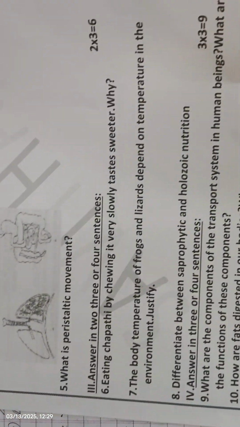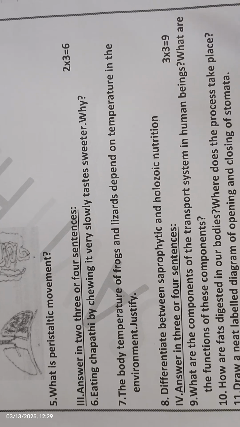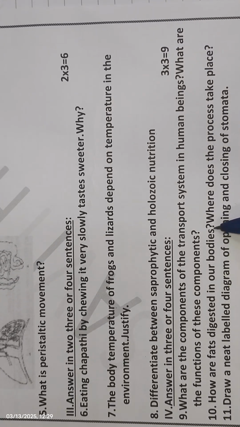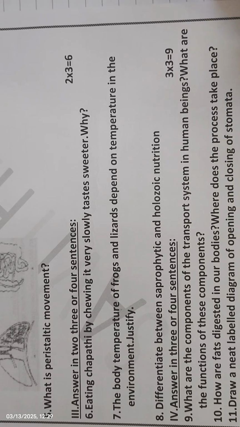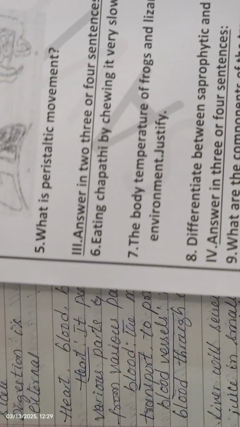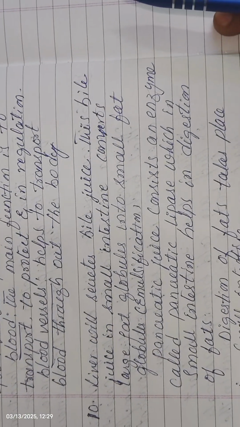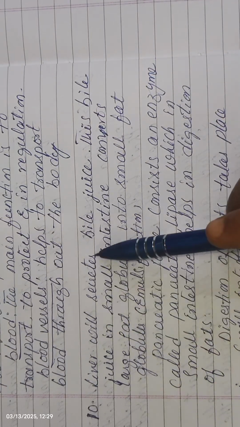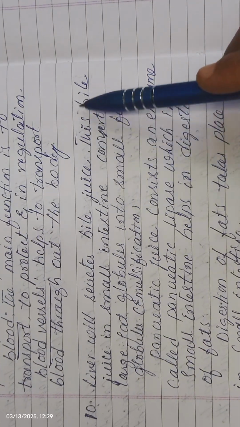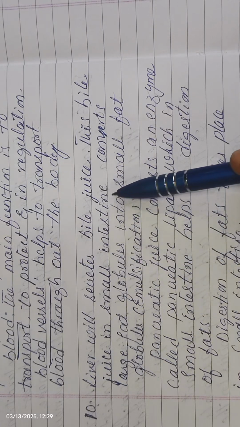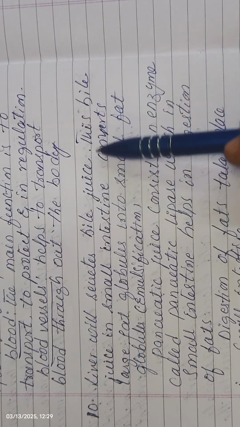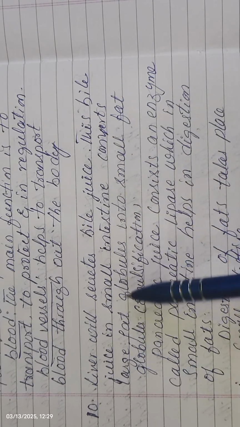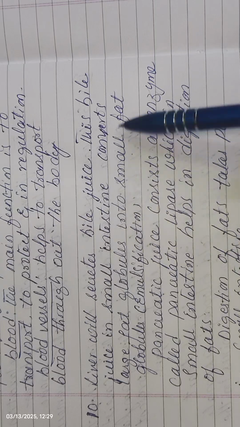So the next question is question number 10. How are fats digested in our bodies? Where does the process take place? Let's answer this question now. Liver will secrete bile juice. This bile juice acts in the small intestine. Liver secretes the bile juice and this bile juice in small intestine converts large fat globules into small fat globules.